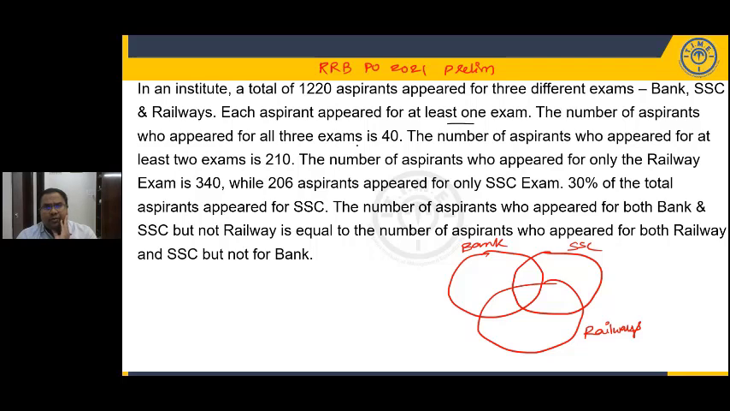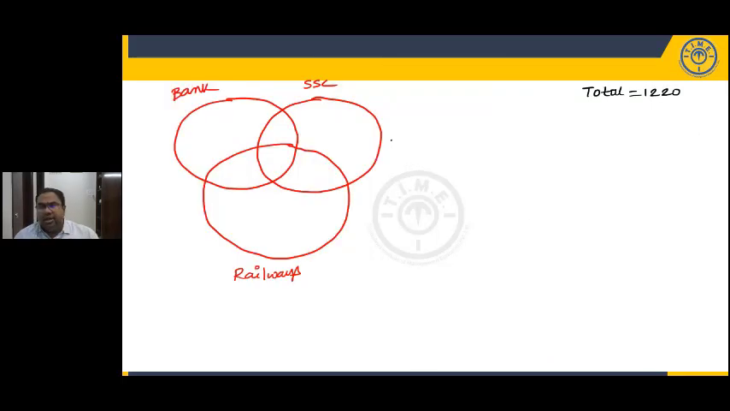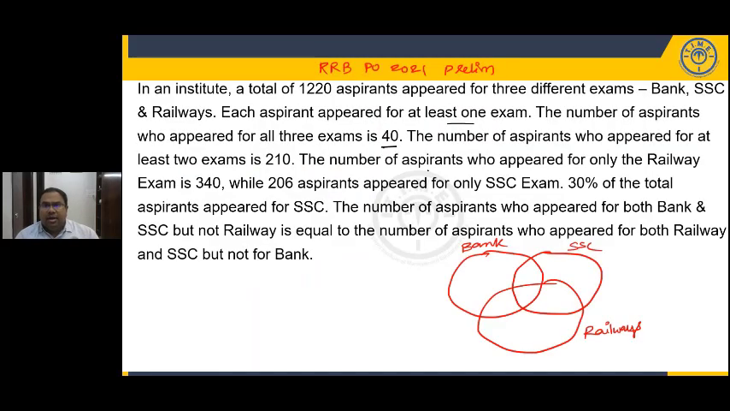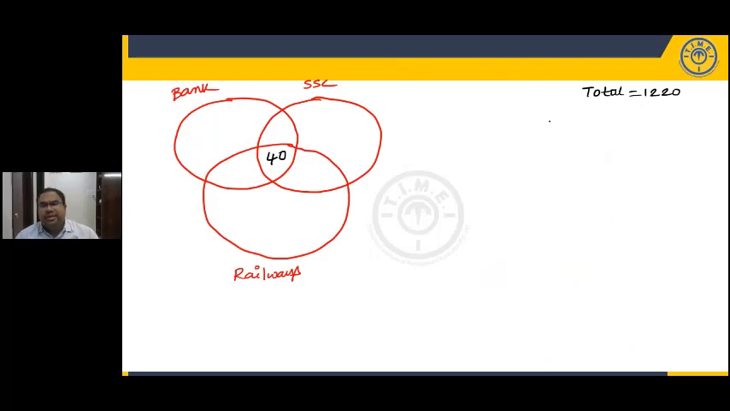Number of aspirants who appeared for all 3 exams is 40. All 3 exams is this region. This is 40. Okay. Number of aspirants who appeared for at least 2 exams is 210. This is important. What do you mean by at least 2 exams? At least 2 means minimum 2. At least 2 is nothing but 2 or more exams. So that implies I have 2 exams here plus all 3 exams here.